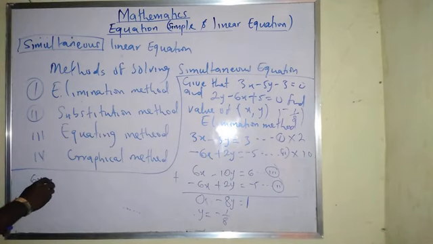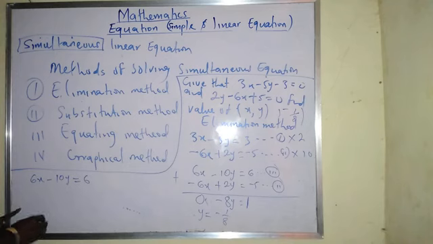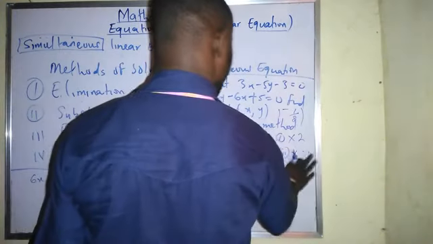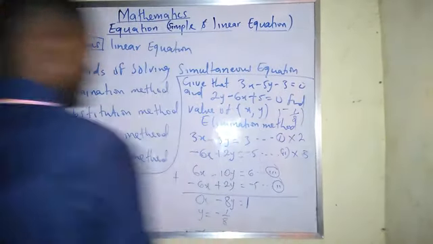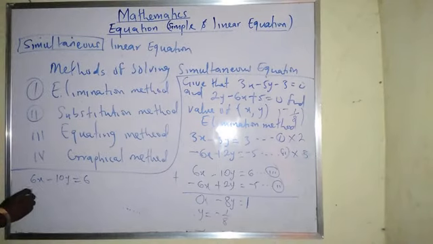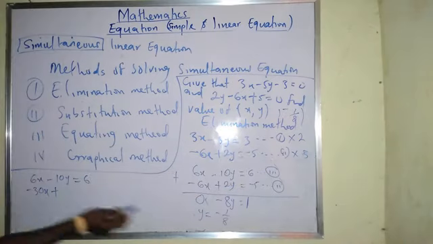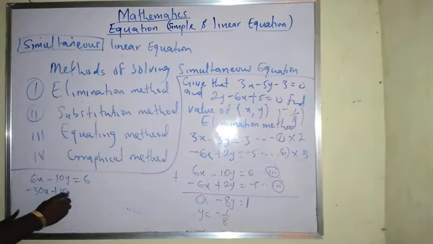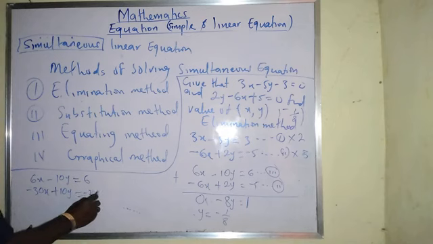6x minus 10y equals 6. And this one also will be, I multiply this one by 2. Sorry, this one will be 5. Sorry for that. 5, which is going to be minus 30x plus, this one will now be 10y equals minus 25.